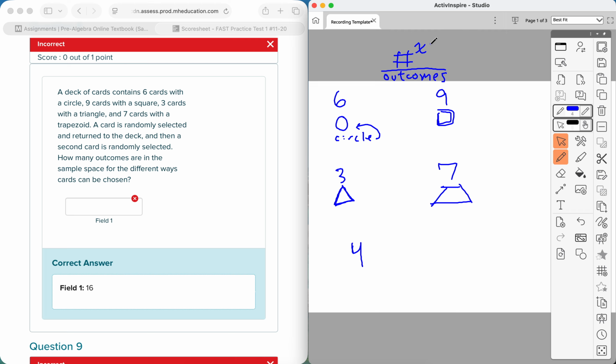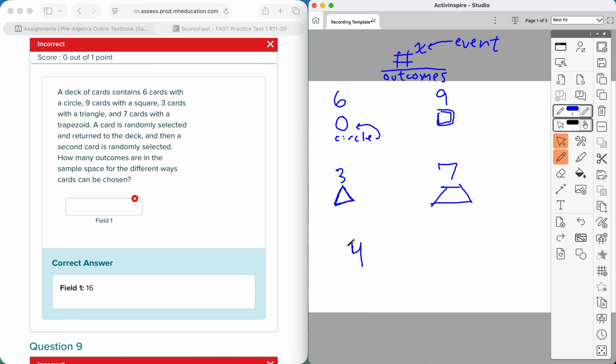And then the exponent here is the number of events. So we're doing this 2 times. They're randomly selecting a card, returning it to the deck, and then doing that again. So the second time there's two events. 4 to the power of 2. 4 squared is 16. So there's 16 total items in the sample space.